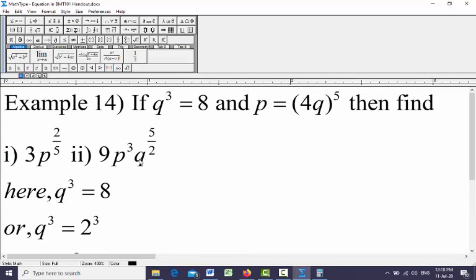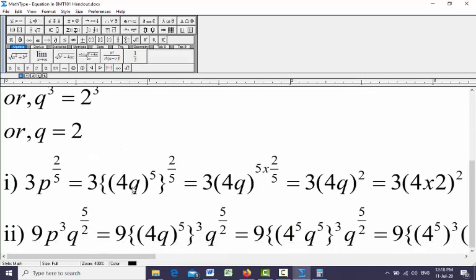So this was the problem. Here P is equal to 4Q to the power 5. I'm solving the second one; the first one is already revised. So P is 4Q power 5, and over that we have power 3. So 4 to the power 3, Q to the power 5 times 3.